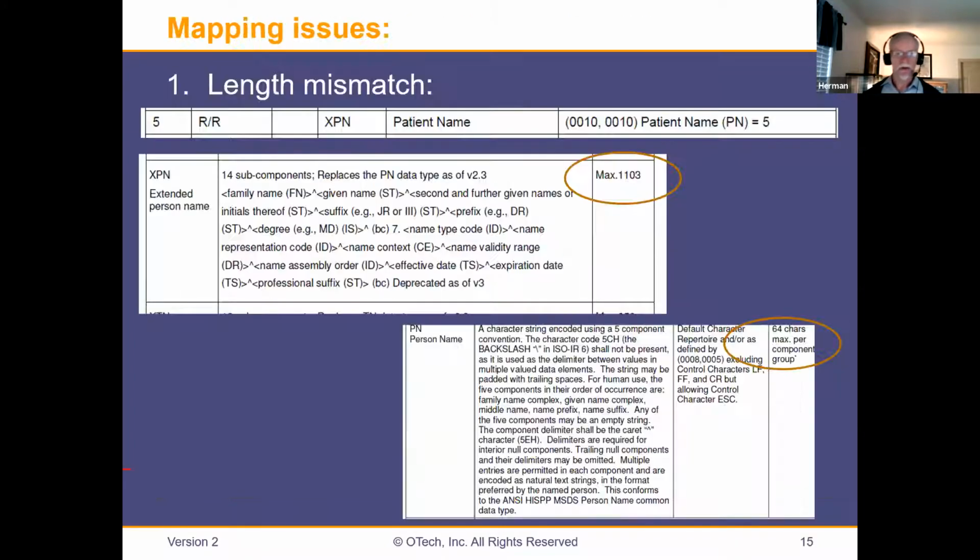And the first issue will be a length mismatch. So remember I said, when you look at these mappings, there's a data type definition on the left, HL7, there's a data type definition on the right, which is DICOM. So let's take, for example, the patient name. Patient name in HL7 is very well defined. The data type is called XPN, extended person name. And how many components do we have? 14. Wow, 14 components. Right? And so, for example, we have the last name, given name, second name, given names, and so on, right? How long can it be maximum if you fill in everything?